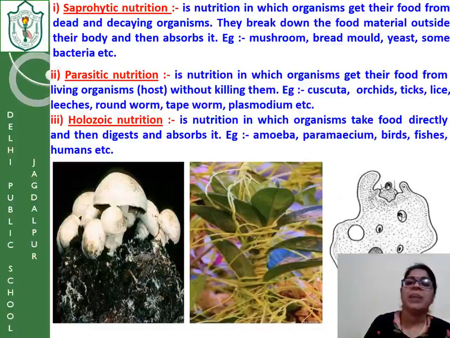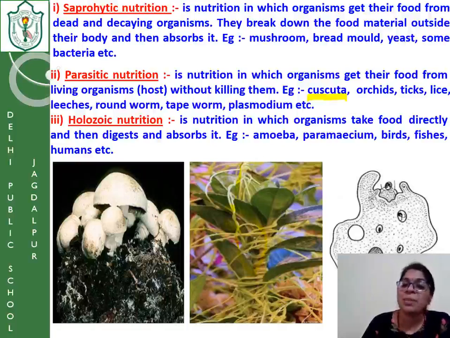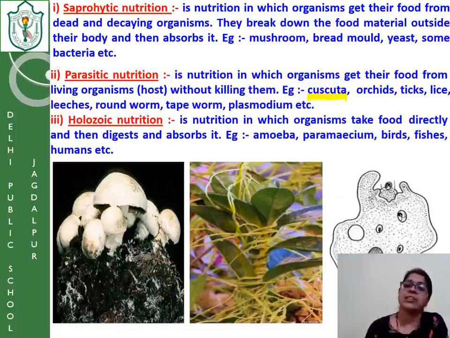One example for a plant is cuscuta. You have seen it or not, I don't know. This picture is the cuscuta. It is called amar bel in Hindi. This amar bel cannot prepare its own food. But once it gets the support of any living plant, it sucks all the nutrients from the host plant and gradually it kills the plant. So such type of nutrition is called parasitic nutrition.